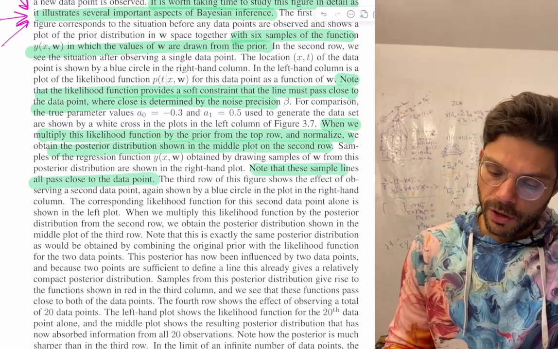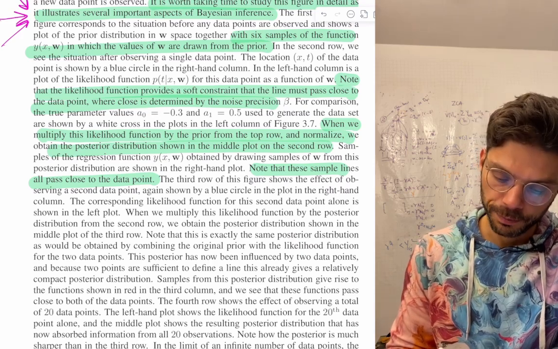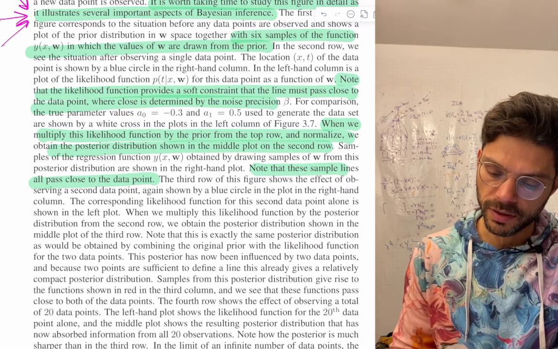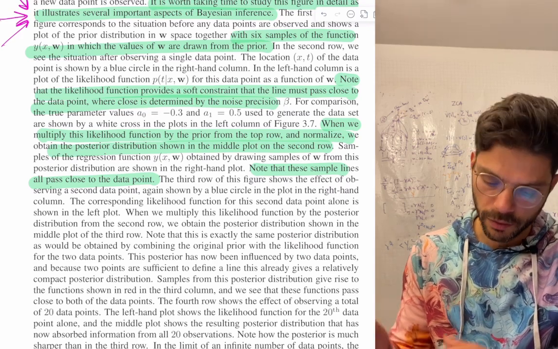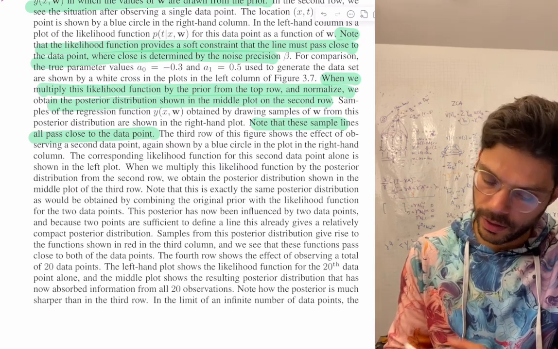The third row of this figure shows the effect of observing a second data point, again shown by a blue circle. The corresponding likelihood function for the second data point alone is shown, obviously. When we multiply, note that we obtain the posterior exactly the same as before.